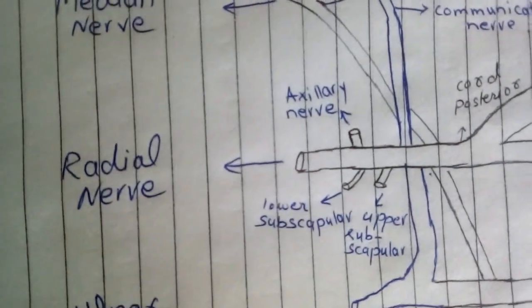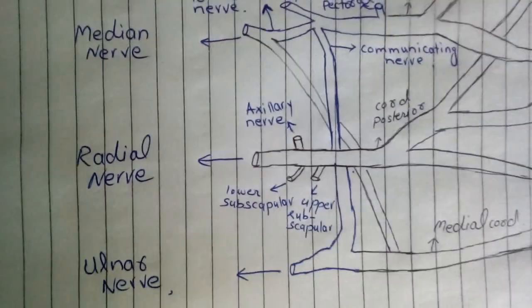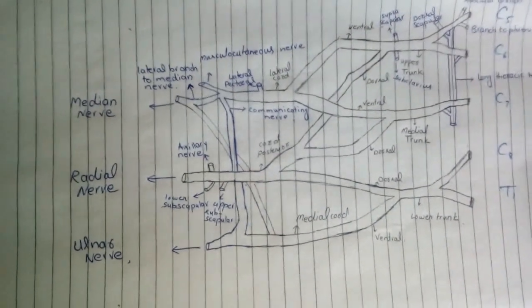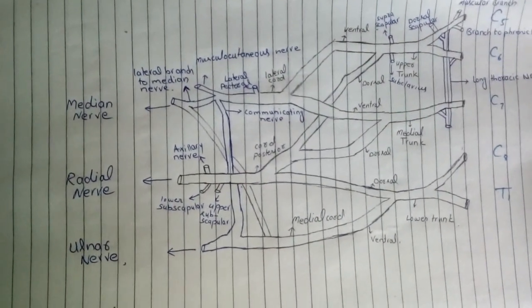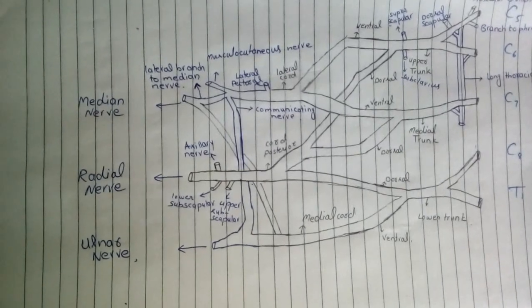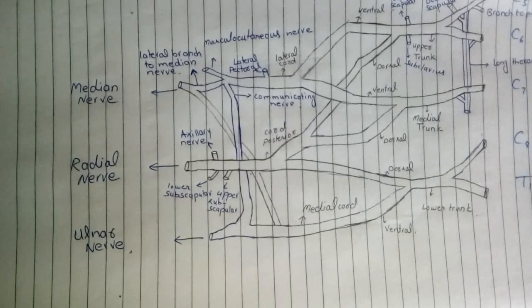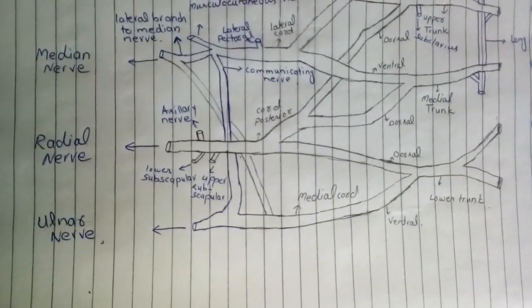Radial nerve is the thickest nerve of the brachial plexus, supplies the posterior compartment of forearm and three heads of triceps brachii. Now the branches of the medial cord.